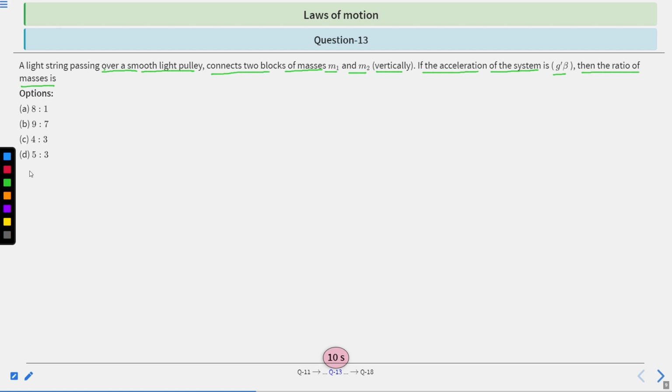Which one is correct? You have 10 seconds to solve this question. After that, we will provide the solution.